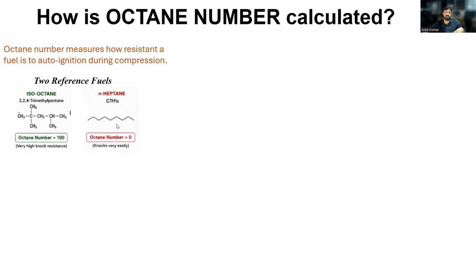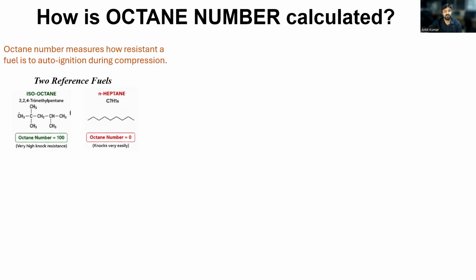When we talk about n-heptane, if you put this fuel inside the engine and start the engine, it will create huge noise. So scientists have taken these two fuels as reference fuels for the octane number, and for isooctane it has been assumed that the octane number is 100.